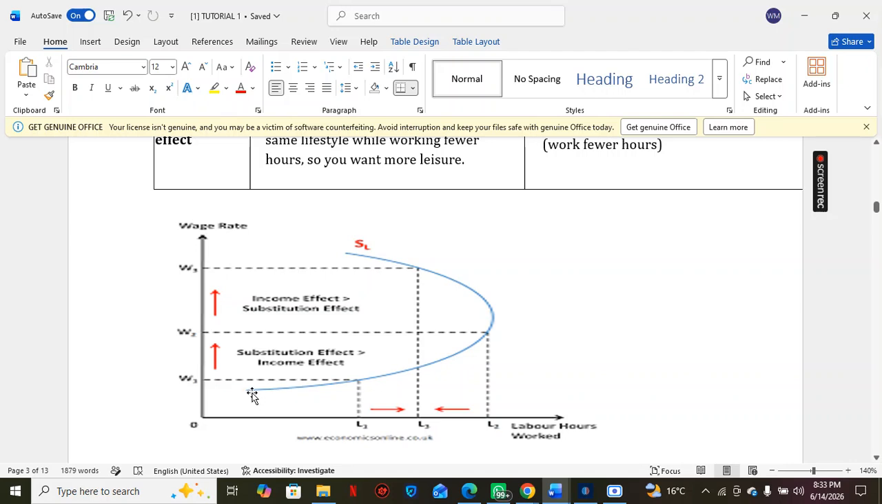So at first, as the wage rate is increasing, you're substituting leisure for work. You're working more because you want to earn more money, you want to get that promotion. So you're putting in more work. You're resting less. All right? You want to make more money. Here, the substitution effect is greater than the income effect.